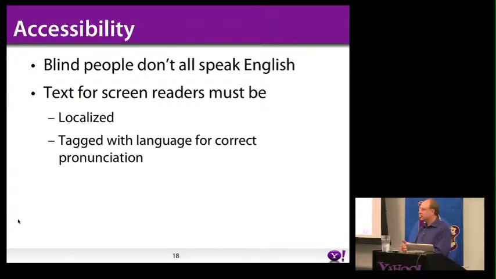Now, in that case, the text that would be read to the user was still hard-coded in English. So if you work on accessibility, you have to make sure that even the text that does not show up on the screen, but that the user wants to understand, is localizable and is localized. Blind people don't all speak English.